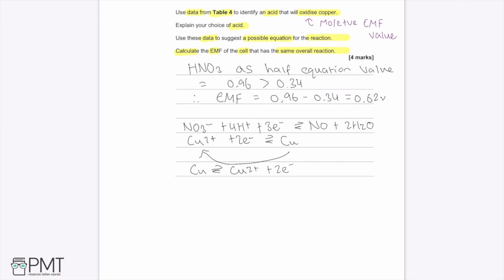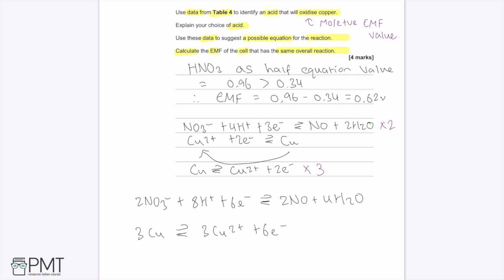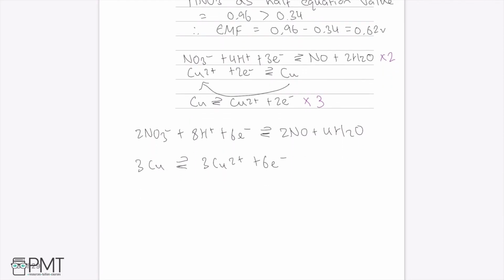Then we will need to balance the electrons in the equations, so by multiplying the top equation by 2 and the bottom equation by 3. This then gets us 2NO3- plus 8H plus 6e- goes to 2NO plus 4H2O, and then we'll have 3Cu goes to 3Cu2+ plus 6e-.